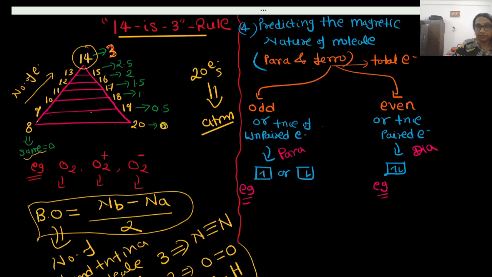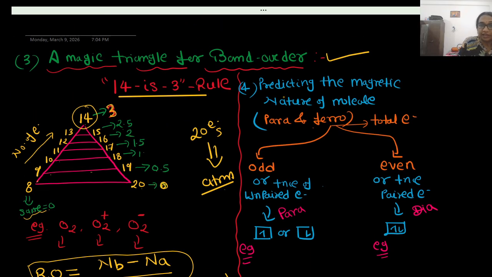Now, predicting the magnetic nature of the molecule. The magnetic nature of the molecule means it will be paramagnetic or diamagnetic. We can determine it with the help of the total number of electrons present in an atom or molecule. If there is an odd number of electrons, or the presence of unpaired electrons, the molecule will be paramagnetic. And if there is an even number of electrons, with the presence of paired electrons, the molecule will be diamagnetic.